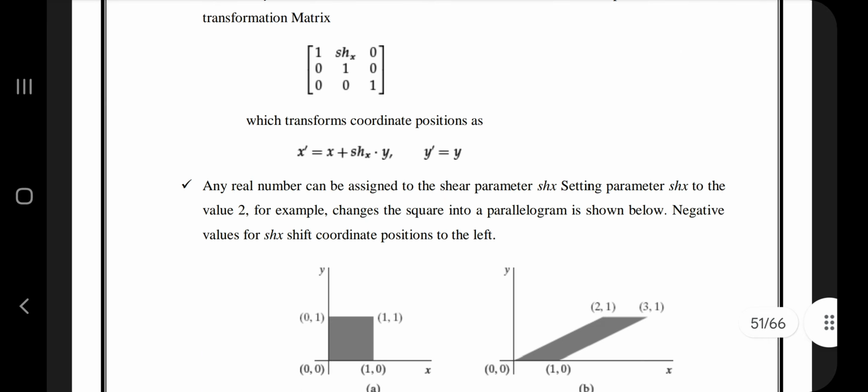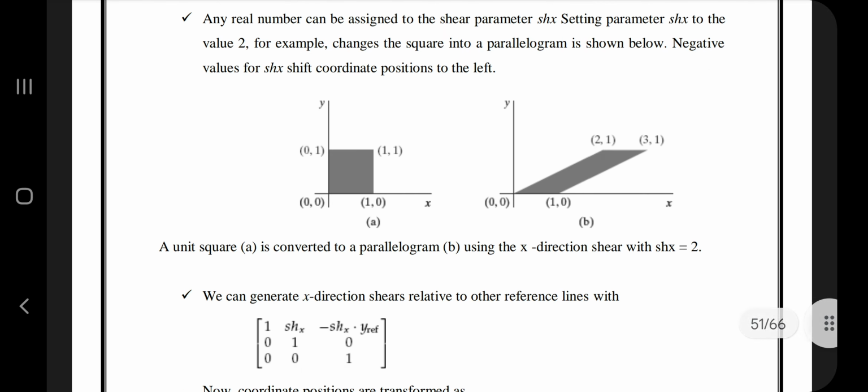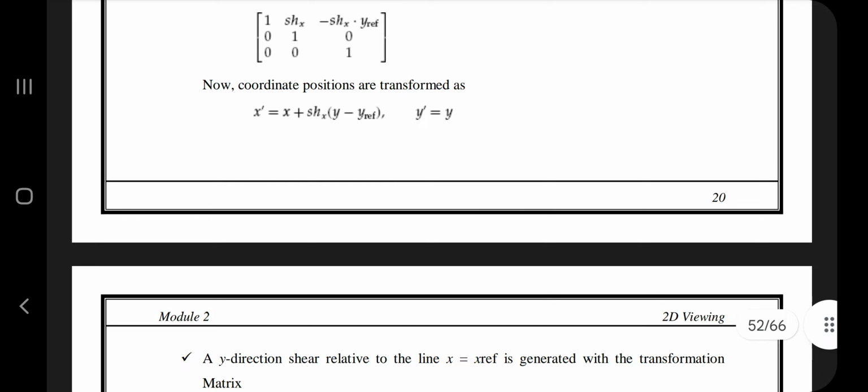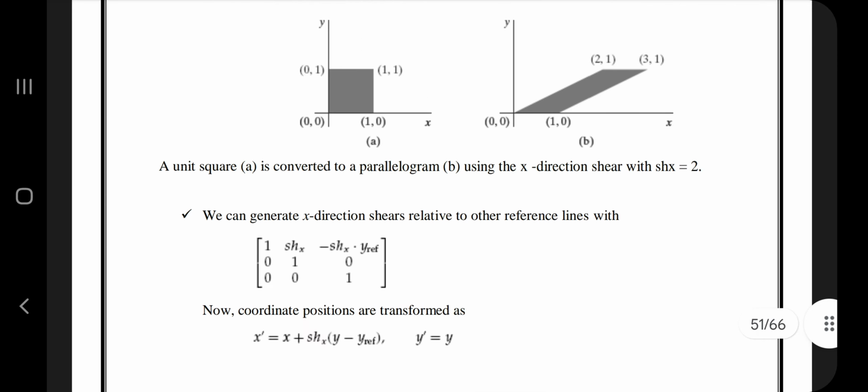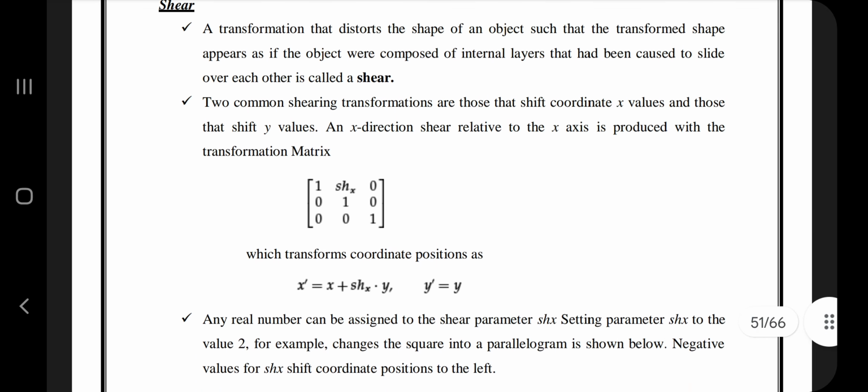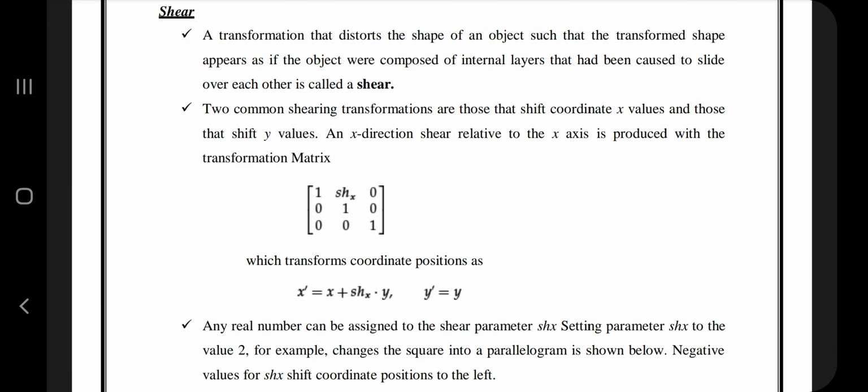So coming to shear, shear means you are just pulling it. Okay. If you are shearing with respect to the y-axis, the y value will remain constant, only the x value will change. If you are doing shear with respect to the x-axis, the y value will remain constant, only the x value will change. So in the equation you just have to change the x values. Anyways, I will be explaining this in the numerical, that will make things more clear. So let's move on to the numerical.